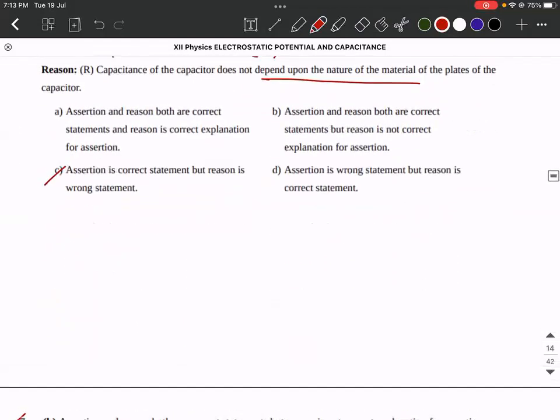Seventh answer B nu kuduthirukku. Just thinking. Maybe it is right, because when you talk about the capacitance of a capacitor, it basically depends on the material that is being placed. You call it a paper capacitor depending on what kind of dielectric is used. But the question is ambiguous because it does not depend upon the nature of the material of the plates. It depends, because you cannot use a dielectric and say it is a capacitor. This one I'll check.